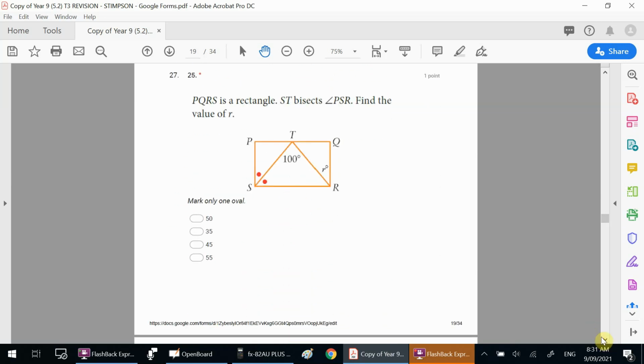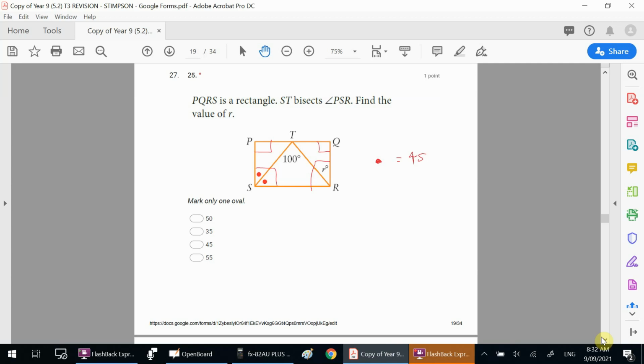Okay, PQRS, did a video on this one too. PQRS rectangle, ST bisects, so here's our rectangle. All 4 angles in the rectangle are right angles. Right angle, right angles. And then it says ST bisects PSR. So this one cuts this angle in half. So the dots, red dots equal 45 each, because that's angles bisected by that line. So we know that's 45.